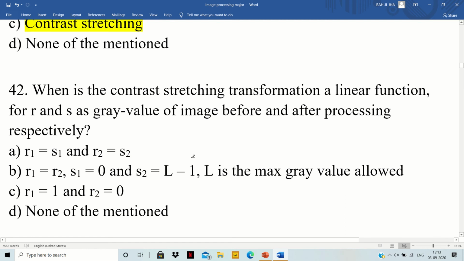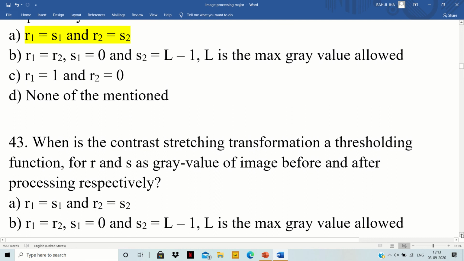So see, the question is assuming that contrast stretching transformation will work as a linear function. It means R will be directly proportional to S. And as you can see, R1 equal to S1 and R2 equal to S2 will make the process linear. This option A is showing a linear relationship in the function. So the right answer will be R1 equal to S1 and R2 equal to S2, which gives us the linear relationship between the Gray values of the images.